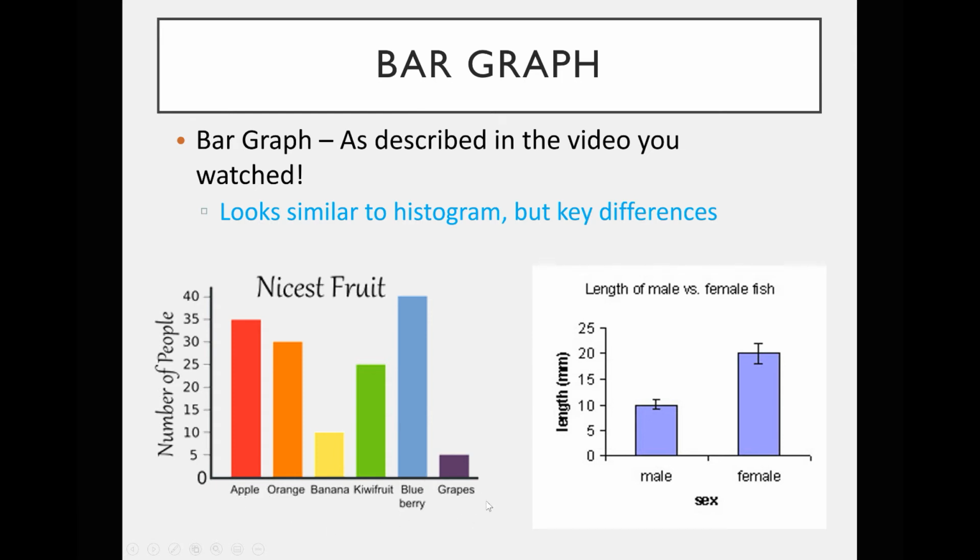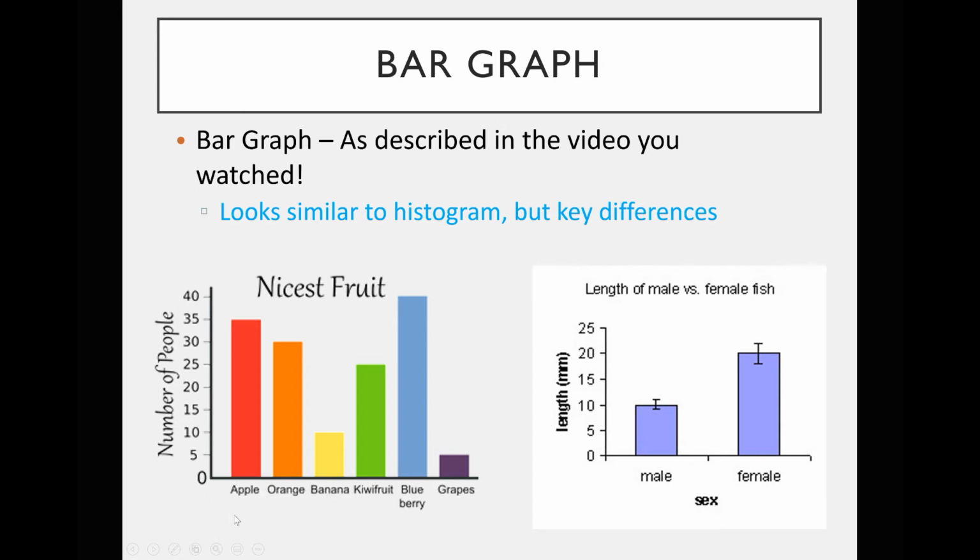The x-axis, what we have down here at the bottom, are categories. So in this case, the nicest fruit versus the meanest fruit, we have apple, orange, banana, kiwi fruit, blueberry, and grapes. They asked people, which fruit do you think is the nicest? And then this bar graph is showing us that 35 people felt apples were the nicest. Looks like about 30 thought oranges were nicest, and so on.